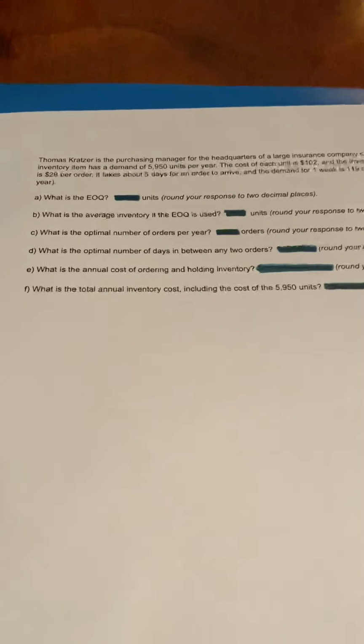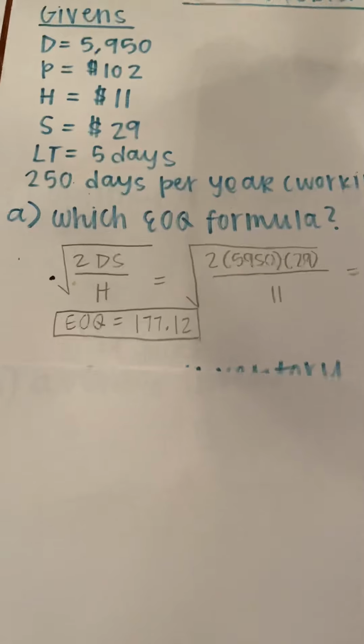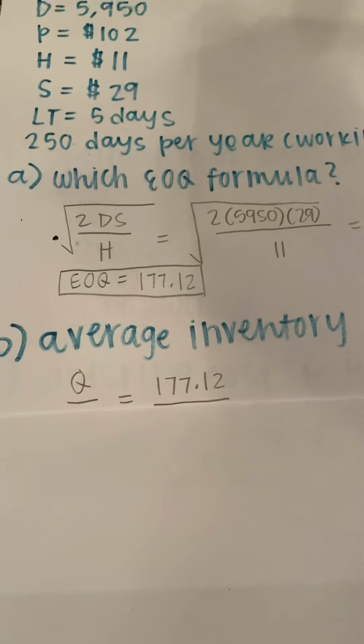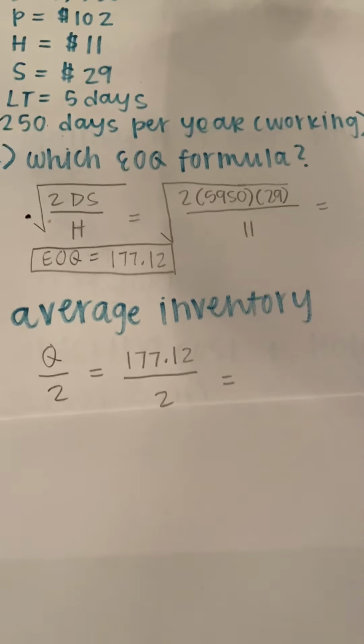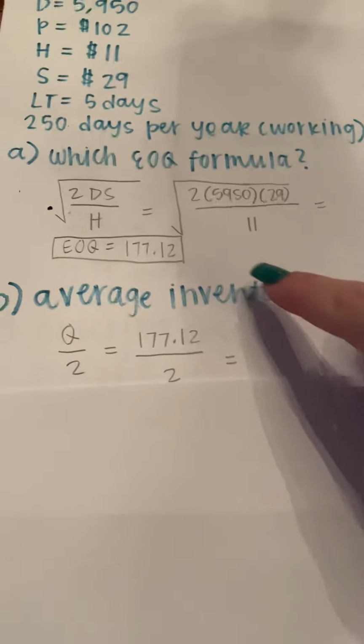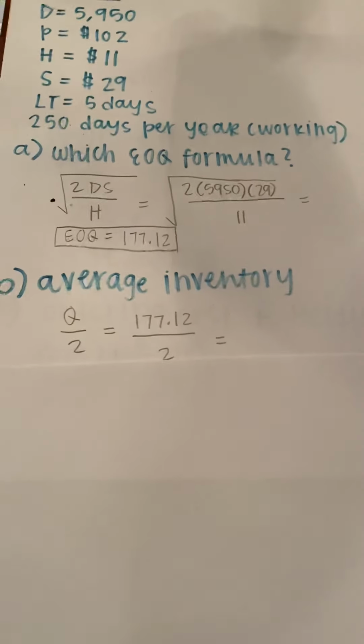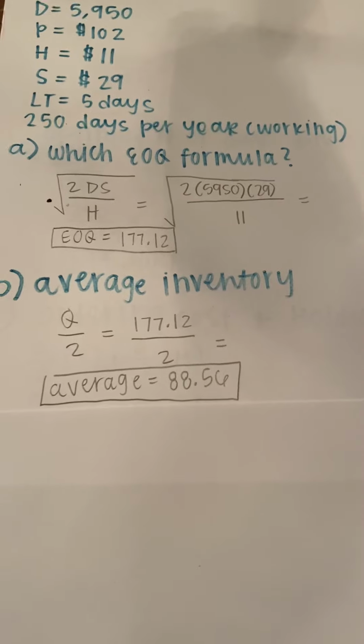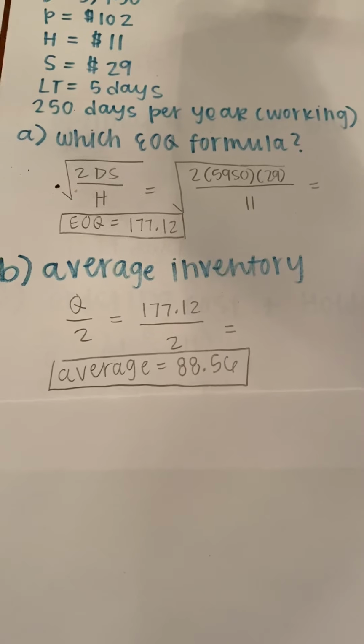And then the next problem in the question asks, what is the average inventory if the EOQ is used? This problem is just asking us to take the average of the EOQ that we found above in A. So all we would do for that is take Q divided by 2, which is 177.12 as we found in this problem, divided by 2, and again rounded to 2 decimal places is 88.56.